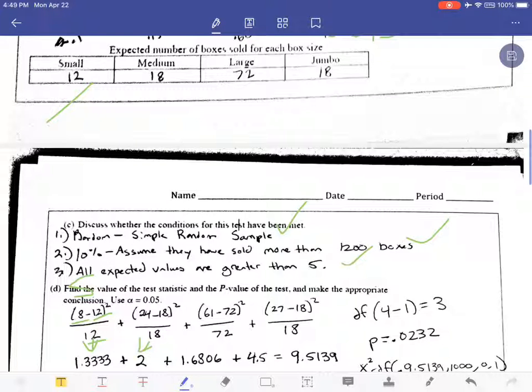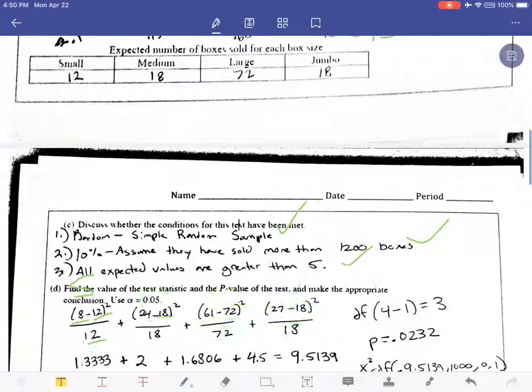So then for our medium, we had an observed value of 24, expected value of 18. We subtract those, square, divide by 18, we get 2. And then we do the same thing for the large and jumbo. So we got our observed values, our expected values, subtract them, square, divide by the expected value again.